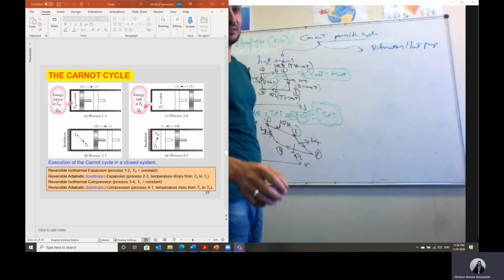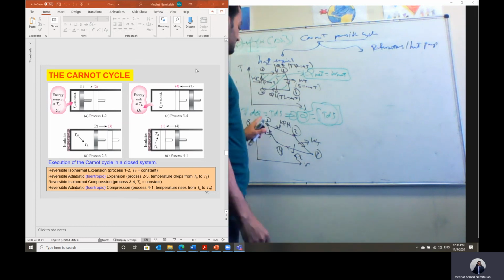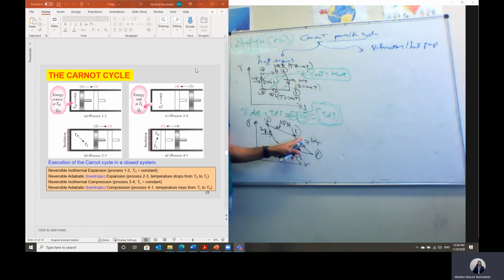Inshallah, here is the slide. We may give you something like this in the exam. I can give you the condition at state number 1, and then we can proceed from state 1 to 2 to 3 to 4 until we get back to the initial state in this case. And then we can calculate Q high, Q low, work net, and all of these properties in this case.